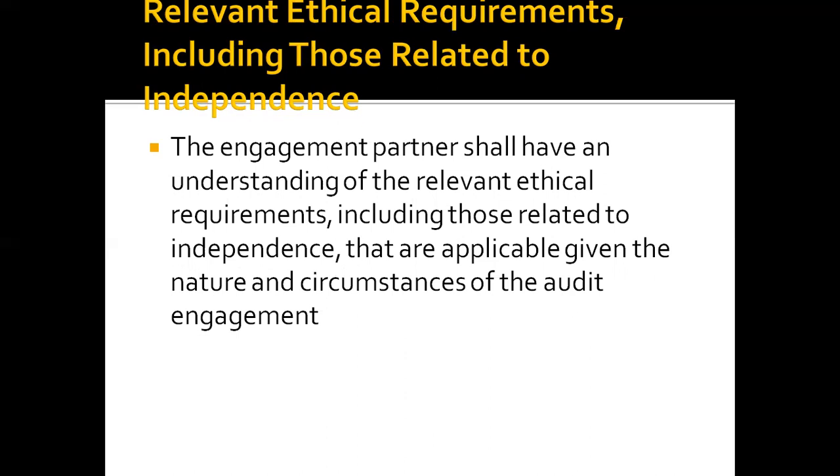Like I said in a subsequent video, I will look at the ethical requirements. Maybe I will use that time on ACCA to train on these ethical requirements.